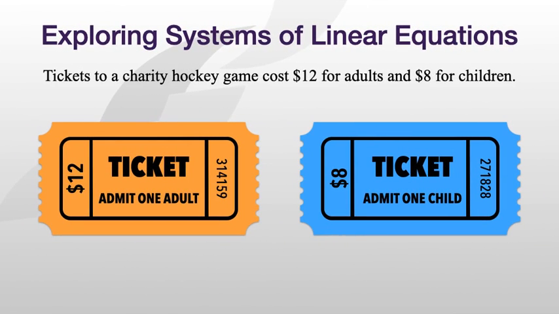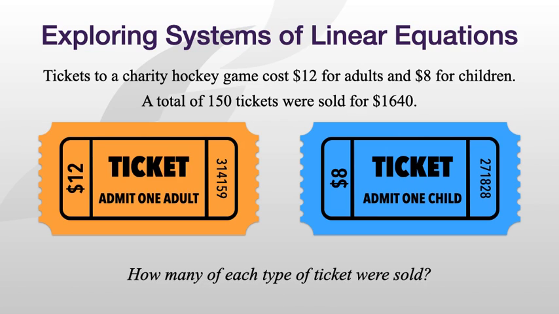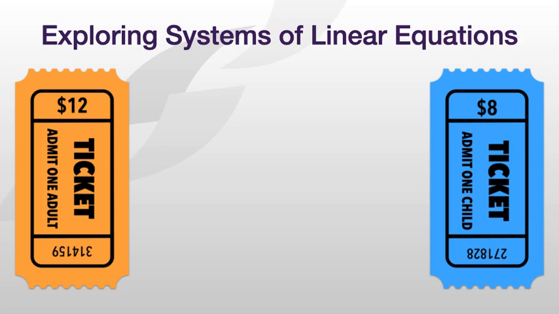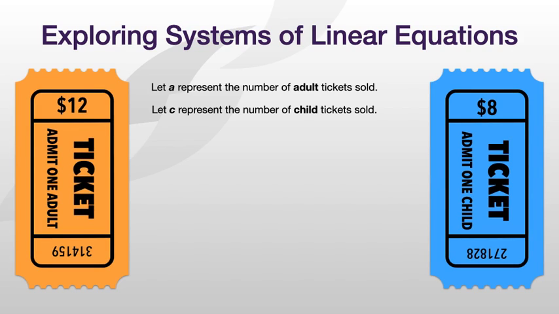Tickets to a charity hockey game cost $12 for adults and $8 for children. A total of 150 tickets were sold for $1,640. How many of each type of ticket were sold? First, we can identify the unknown quantities. We don't know how many adult tickets or how many child tickets were sold. We'll choose the variables A and C to represent the number of adult and child tickets.